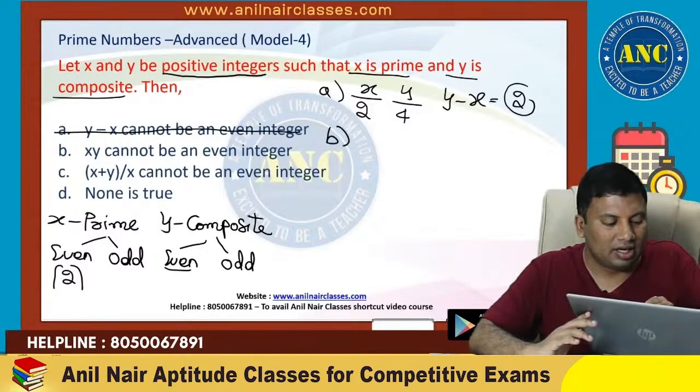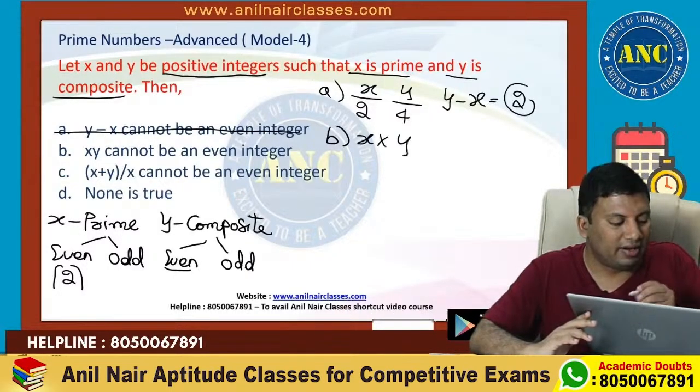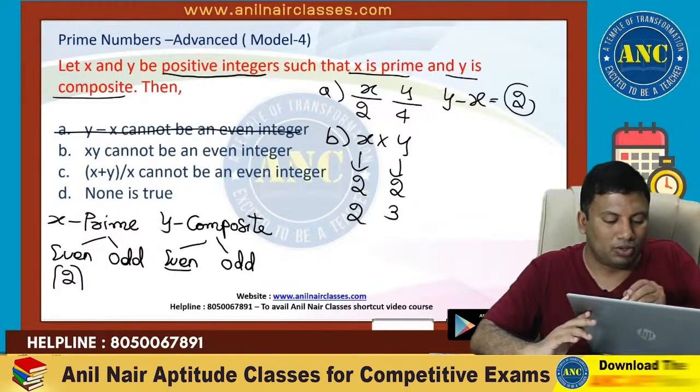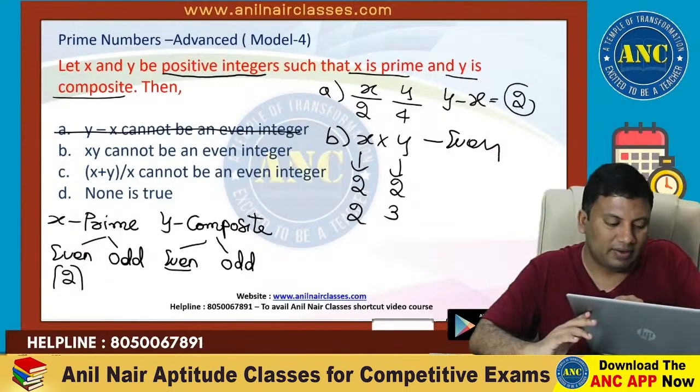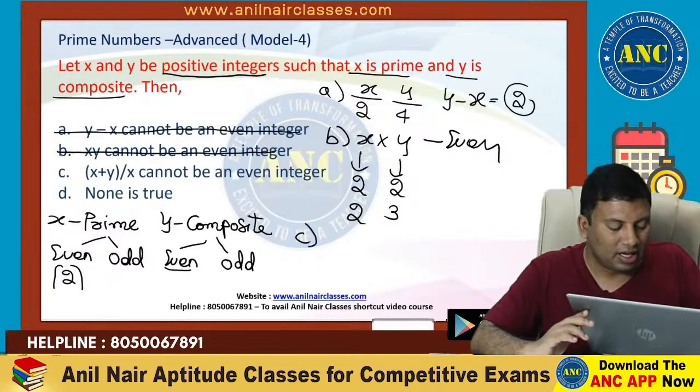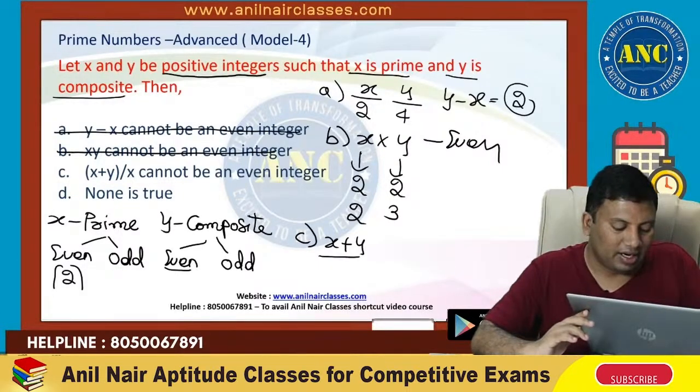Second one: x and y cannot be an even integer. X can be even, 2. Y can also be even, 2 into 2. Y can also be odd. In both cases, I am getting an even integer. This is not possible.